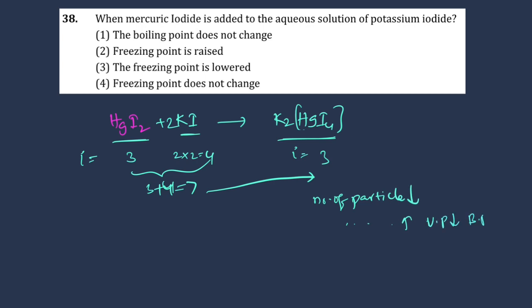And the boiling point, what happens? Increases. Freezing point? Decreases. Osmotic pressure? Increases. But here the number of particles decreases, so all are reversed. That means the boiling point will decrease, the freezing point will increase, and the osmotic pressure will decrease. According to the options, the boiling point does not change: no. Freezing point is raised: yes, the freezing point is raised. So which option is correct? The second option is correct.